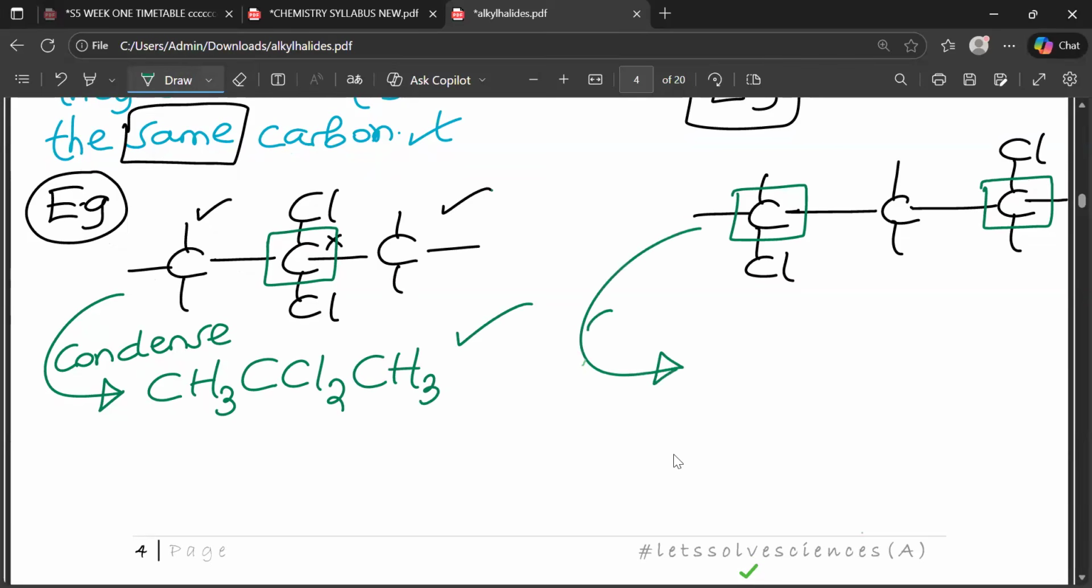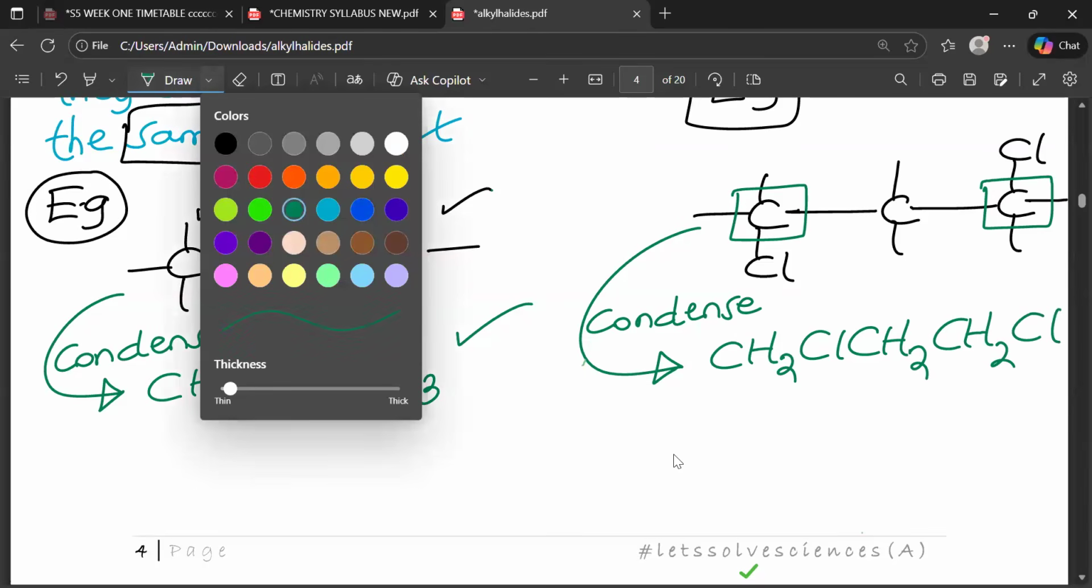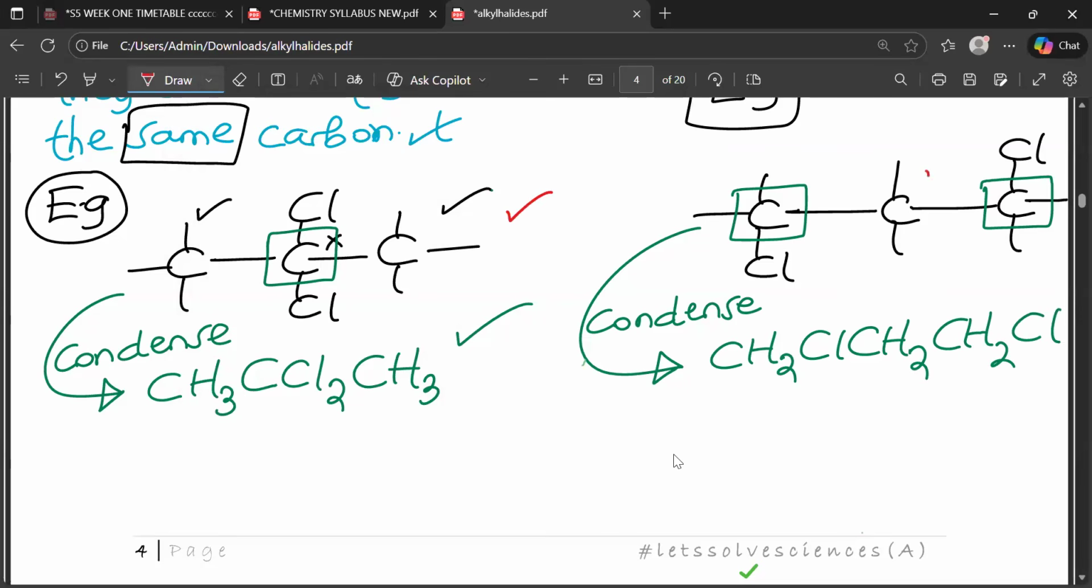Then if I'm also to condense this, what will I have? Cl, then CH2, since the middle carbon has 2 hydrogens, then the last carbon also has 2 hydrogens with the Cl. That's if you're to condense. But you could also expose the bonds, which is not so necessary. Always teach yourselves to condense, apart from those cases where we emphasize not condensing.